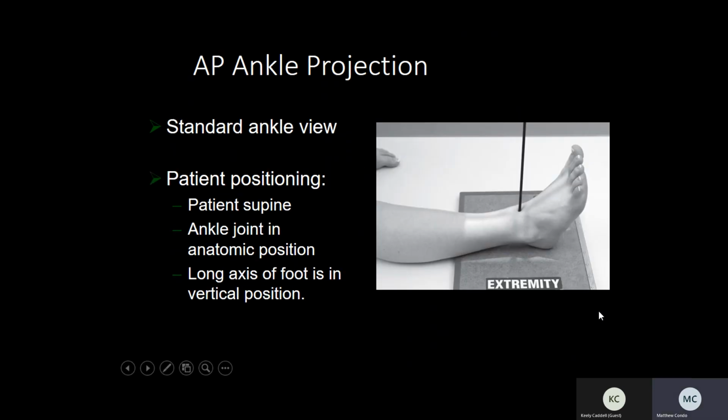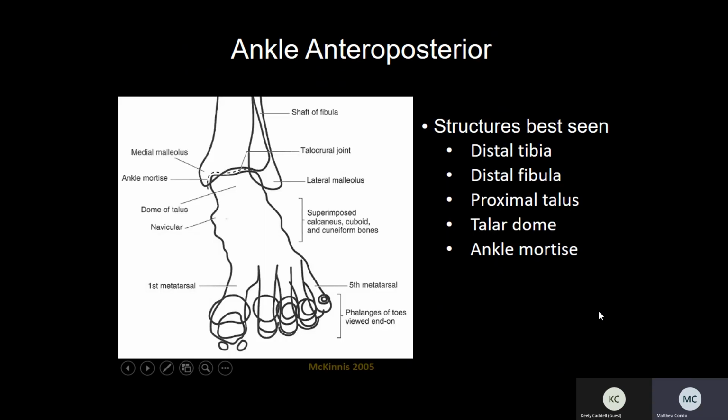This is an AP view of the ankle. Same position as AP view of the leg, but my radiation and my beam is going to be shot, obviously, essentially straight through the talus, or straight through that mortise joint. Obviously this is a drawing or artistic representation of what an AP view is going to look like. What can I best see here? Distal tibia, distal fibula, proximal talus, talar dome, ankle mortise, things like that.